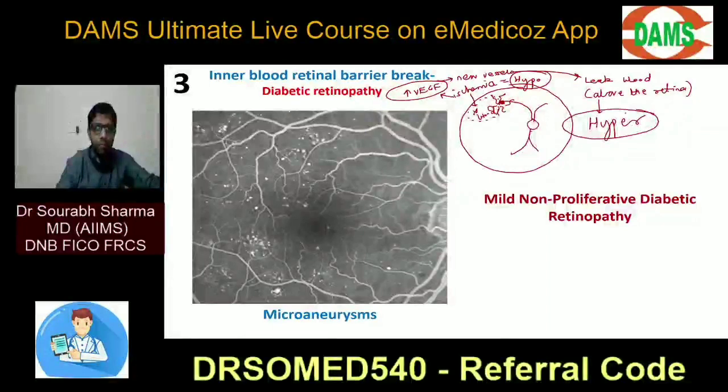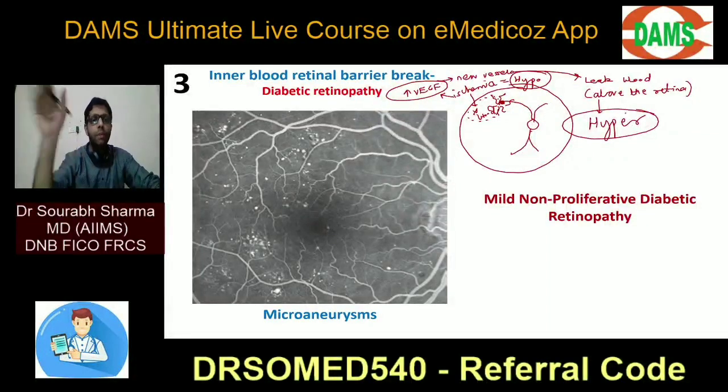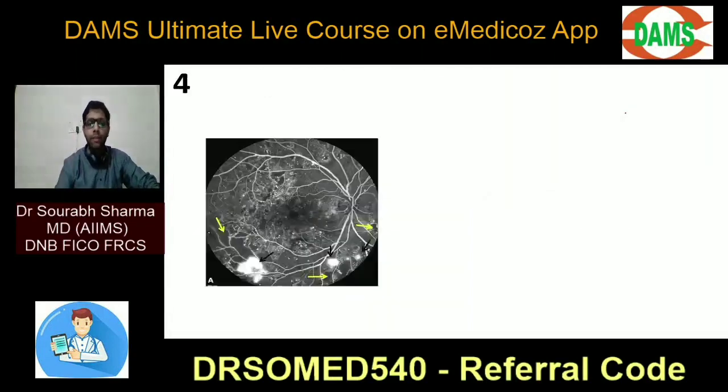I'll show you a picture. It forms new vessels which will be hyperfluorescence, like you see in this picture. This is the same picture which was asked in the AIIMS exam. Can you tell me which retina this is, right or left?